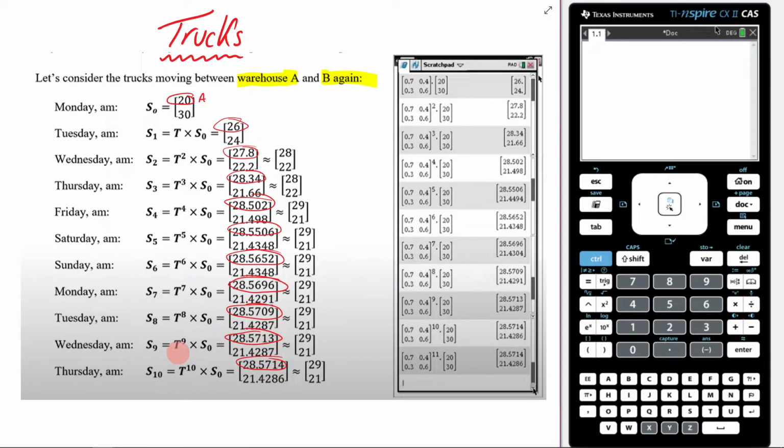Hopefully you can see what happens as we go along. As our n gets bigger, we reach the same number, don't we? It just stays at 28.57. We reach a steady state in which we don't have big movements anymore. That's what it means to reach the steady state matrix, when you can put in large numbers and you're getting the same result out.